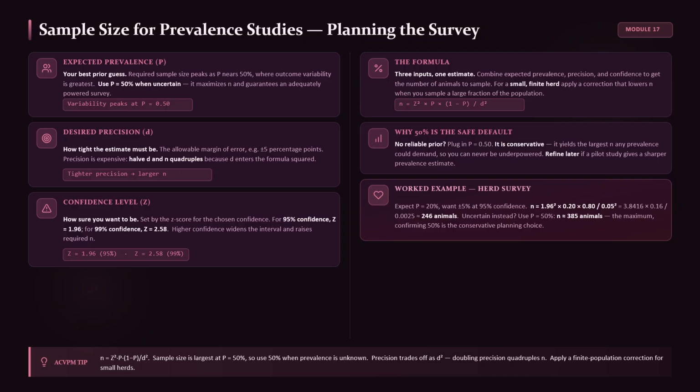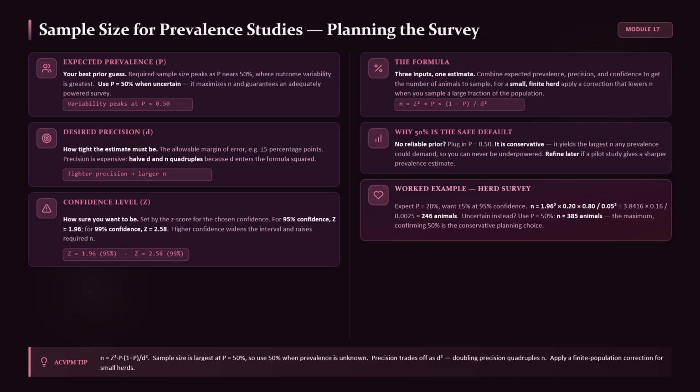2. Precision is expensive. Because d is squared in the denominator, if you cut your margin of error in half, you quadruple your sample size. That has real budget consequences in the field. 3. For a small finite herd, you apply a finite population correction that actually reduces the number you need.